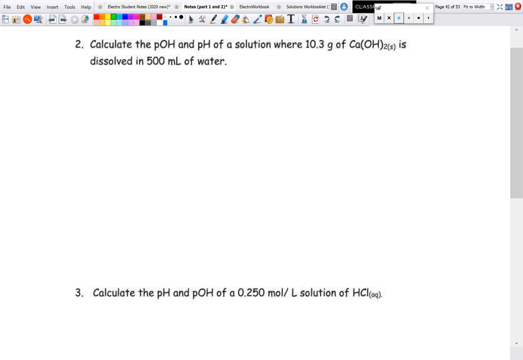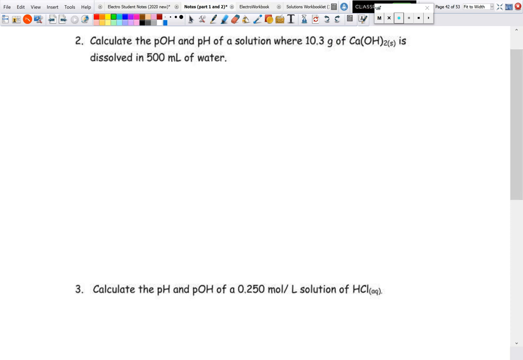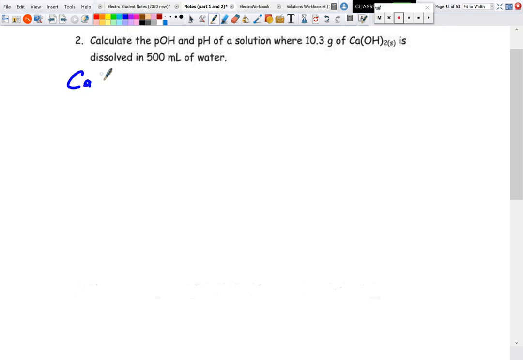All right, so for those of you who want to see another example, just like the other one where it's a little longer, we're going to go over this one right here. So we have 10.3 grams of calcium hydroxide dissolved in 500 milliliters of water. What is going to be the pH and pOH? So we're going to get both. Just like before, we're going to start off with writing out the dissociation equation because we have calcium hydroxide. So we got Ca(OH)2. It's aqueous. It's going to dissociate into the calcium ion and the hydroxide ion.